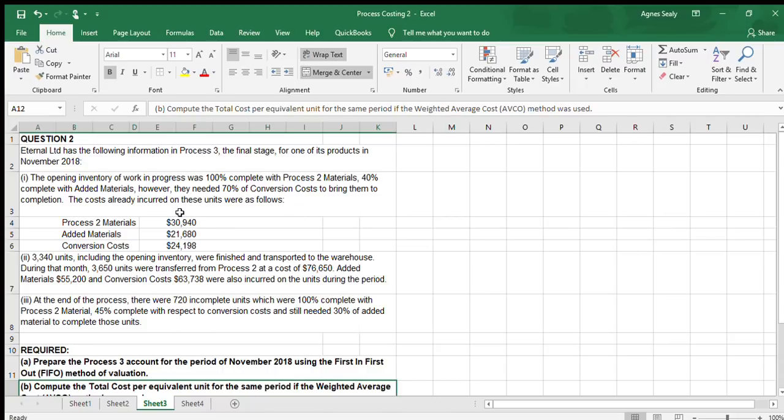Number 2, 3,340 units, including opening inventory, were finished and transported to the warehouse. During that month, 3,650 units were transferred from process 2 at a cost of $76,650. Added materials $55,200.